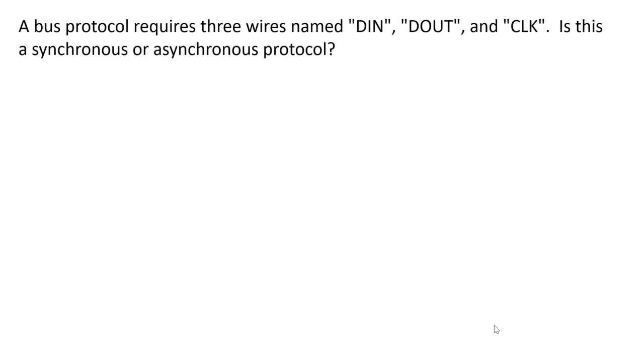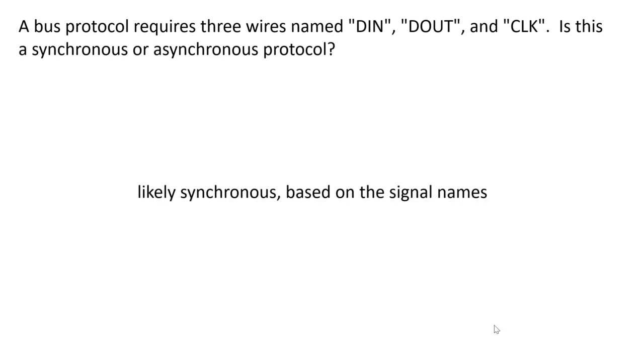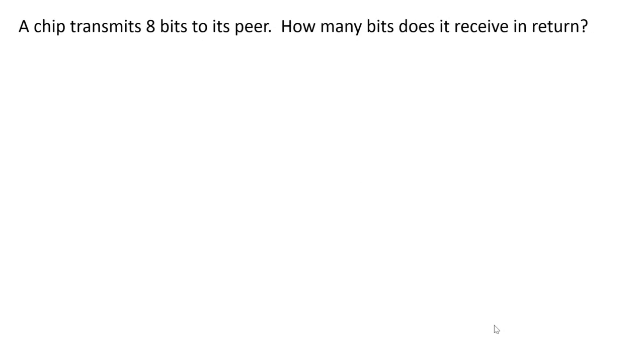So remember, the first topic we covered was interfacing protocols, system-level interfacing protocols, chip-to-chip protocols. We talked about some general stuff about synchronous versus asynchronous. So this question says, if you have 3 wires, D in, D out, and clock, is it synchronous or asynchronous? Well, you can be fairly confident that it's synchronous because you've got a signal in here called clock, and when you have a clock inside of the interface, it's synchronous, right? So likely synchronous based on the signal names.